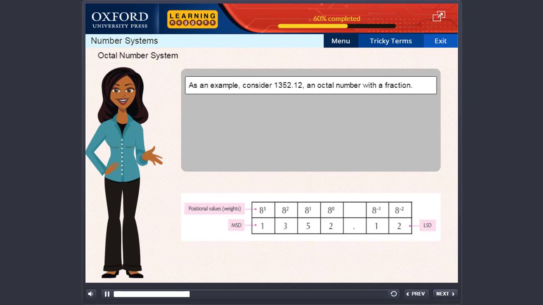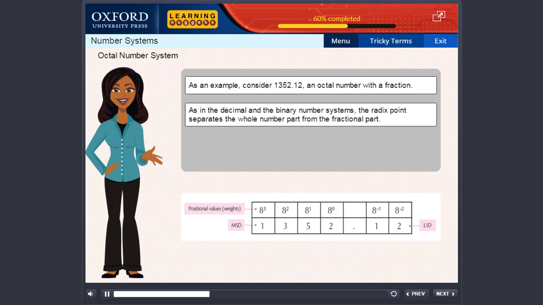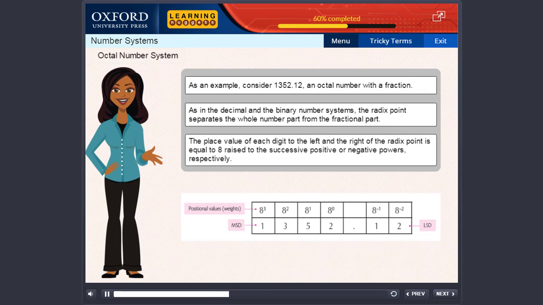As an example, consider 1352.12, an octal number with a fraction. As in the decimal and the binary number systems, the radix point separates the whole number part from the fractional part. The place value of each digit to the left and the right of the radix point is equal to 8 raised to the successive positive or negative powers respectively.